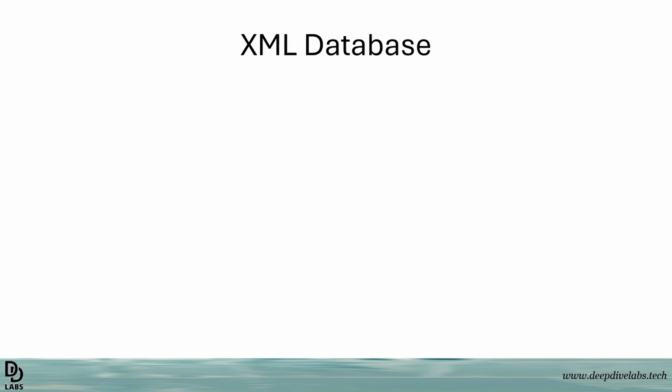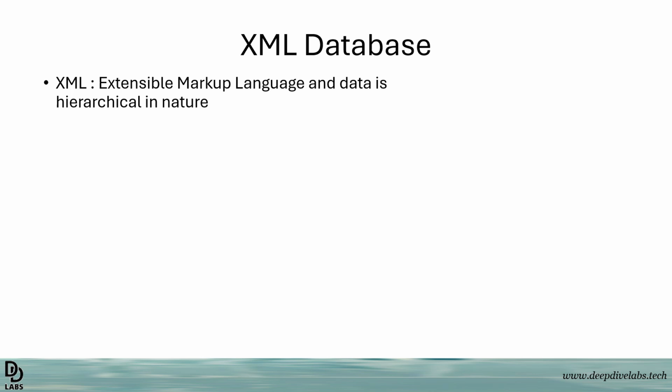XML stands for extensible markup language, and data is hierarchical in nature. XML database and .xml files are used synonymously, right? So an XML database refers to your .xml file, which essentially is an extension of your HTML data. In XML, you don't have fixed tags like in hypertext markup language. You have extensible markup language, and data is stored in a hierarchical manner.